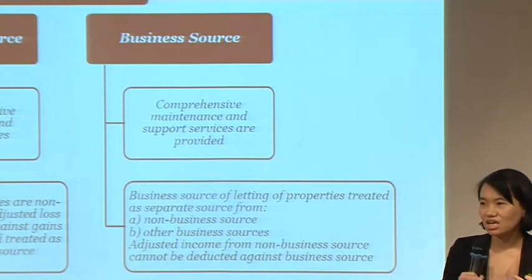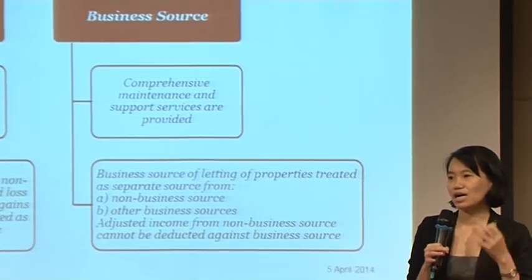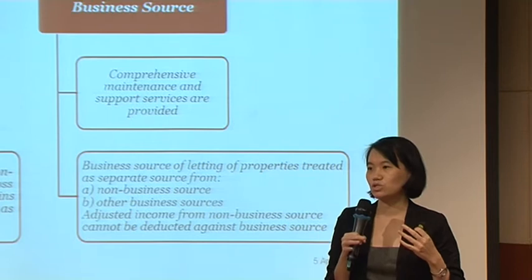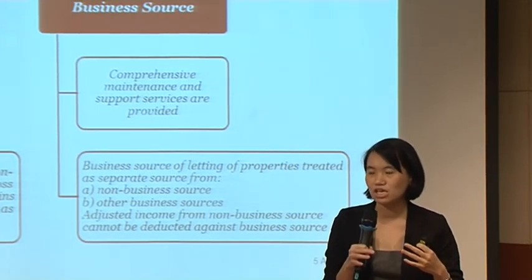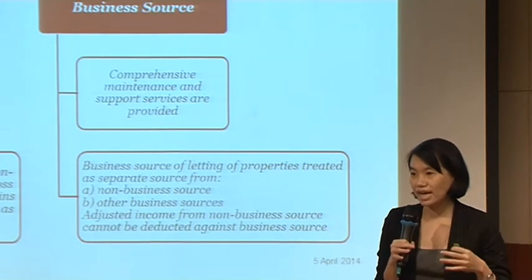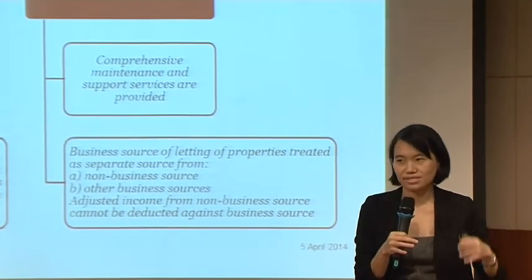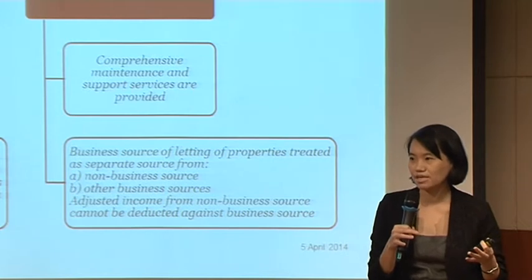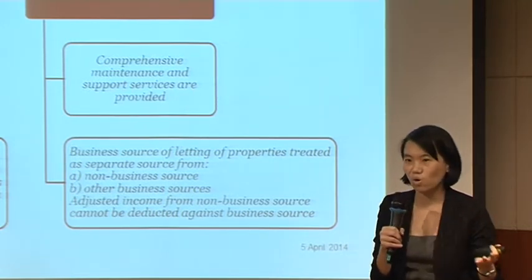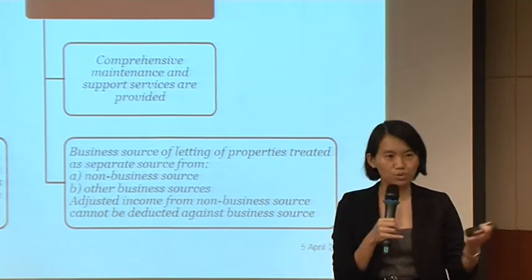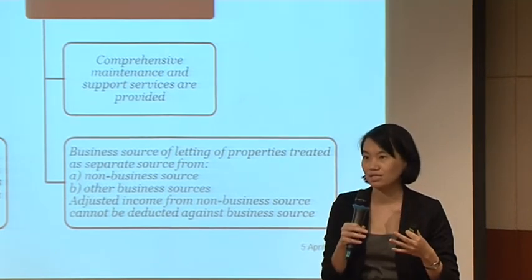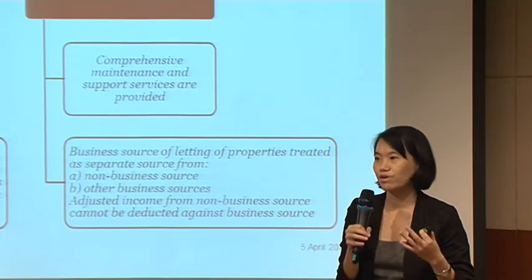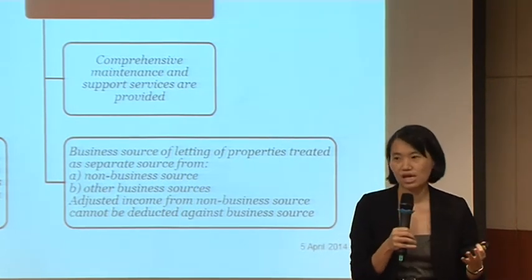Let's say you rent out a condominium to an individual. You are seen as providing maintenance and support services if you maintain, let's say, the stairwell, the staircase, the elevators, the escalators. And if it's a landed property, you're expected to also maintain the lawns, landscaping, the drains, the sewage system. That's providing comprehensive maintenance and support services for the upkeep of the property. You need to demonstrate that before it can be classified as business source income.